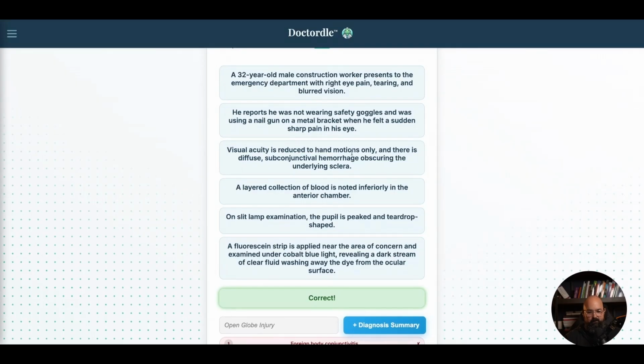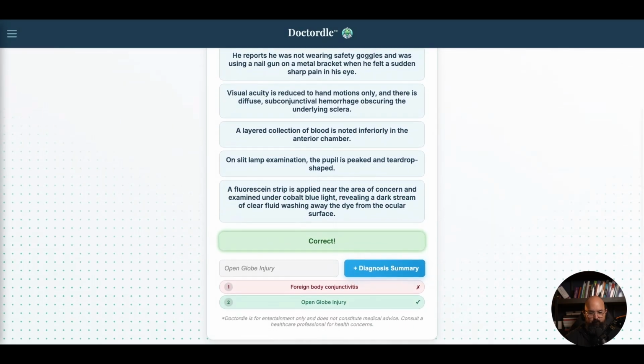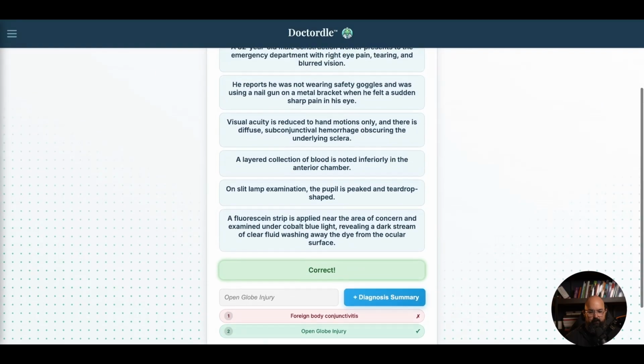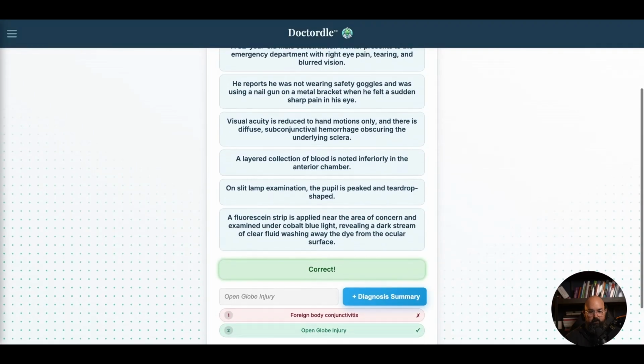Visual acuity is reduced to hand motion only, and there's diffuse subconjunctival hemorrhage obscuring the underlying sclera. A layered blood collection is noted inferiorly in the anterior chamber, so hyphema. On slit lamp exam, the pupil is peaked in a teardrop shape. Yeah. Fluorescein strip is applied near the area of concern and examined under cobalt blue light, revealing a dark stream of clear fluid washing away the dye from the ocular surface. So it's clearly evidence of a communicating injury.